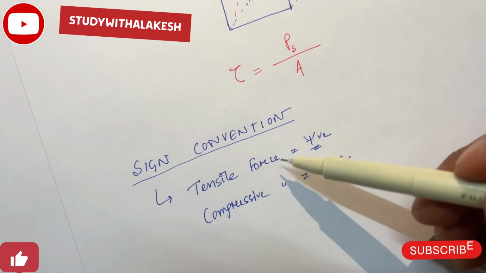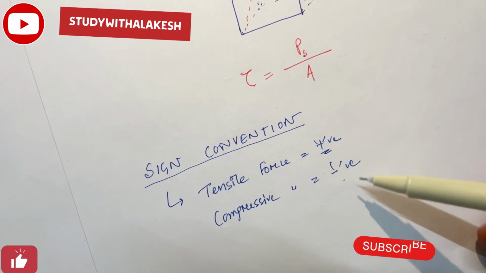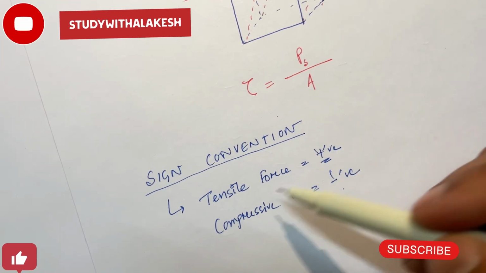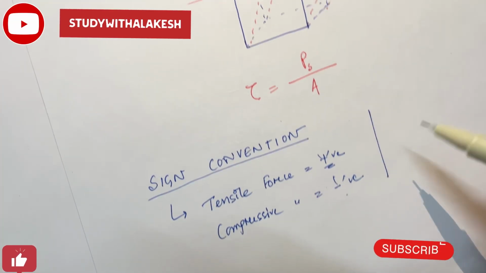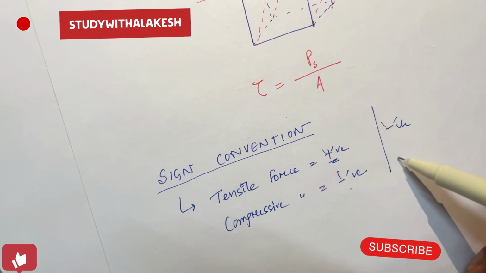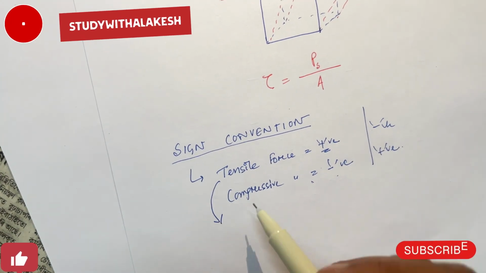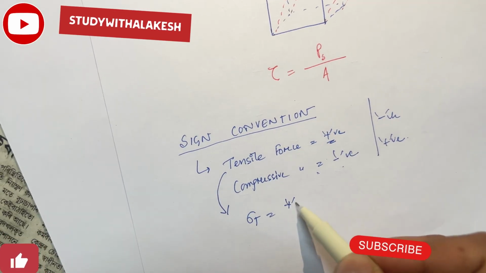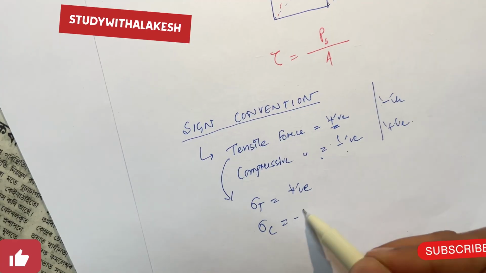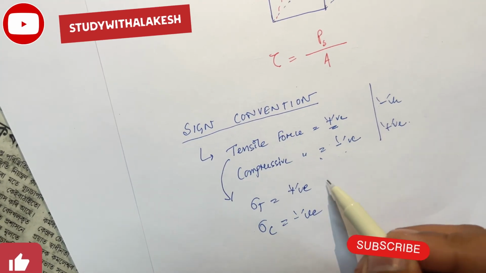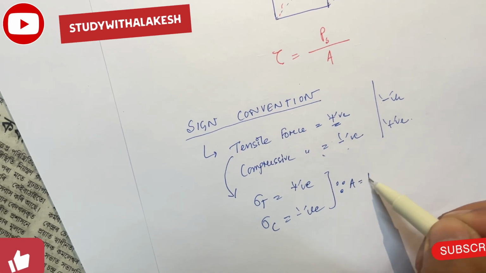It is not necessary that tensile force has to be positive and compressive force has to be negative. That is why it is a convention. That means we are considering one as positive and the other as negative. You can also consider it the other way around. According to that, tensile stress is positive and the compressive stress will be negative, because area is always positive.